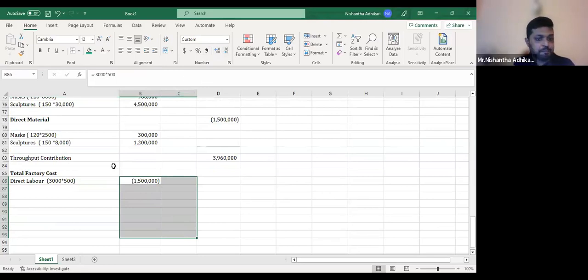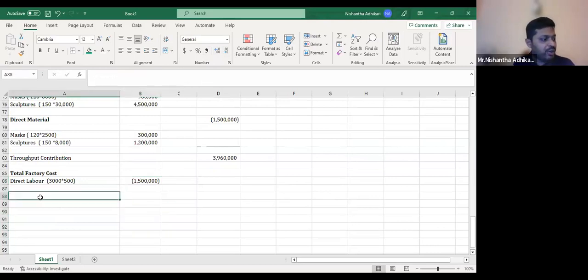Variable overhead, right? Variable overhead is how much? Generally, variable overhead varies with the output, right? Then you need to recognize the value of the variable cost. If you go to the illustration and see, variable overhead is 1,000 per mask and 9,000 per sculpture, right? Variable overhead.